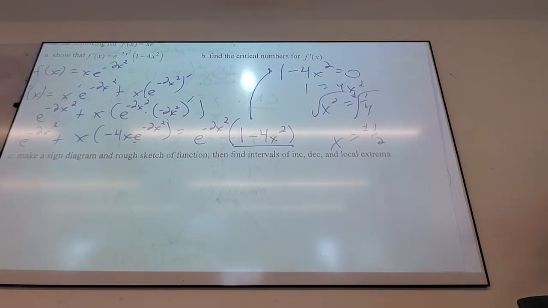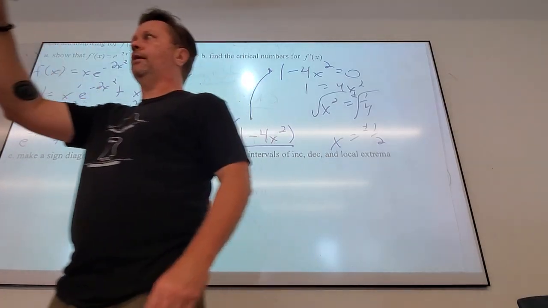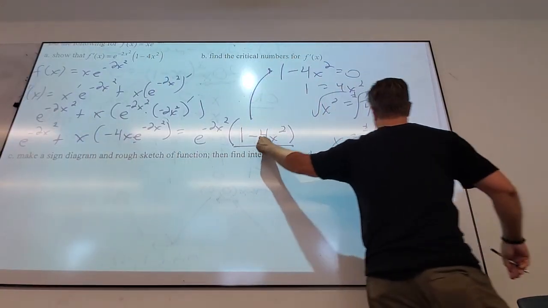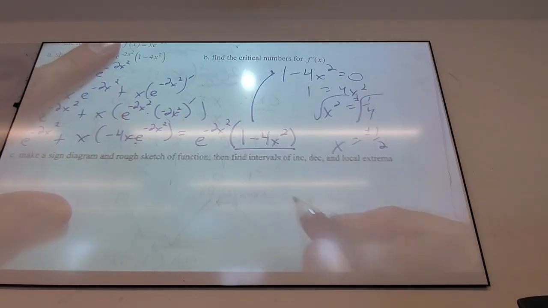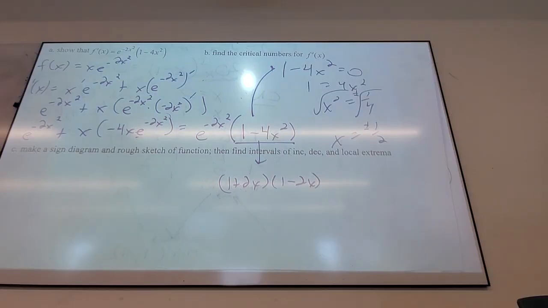Because what do you square to get 1/4? Positive 1/2 or negative 1/2. So this is a shortcut. How do I factor this thing? That's the long cut. How do I factor this? 1 plus 2x, 1 minus 2x. Easy, it's just the difference of squares.